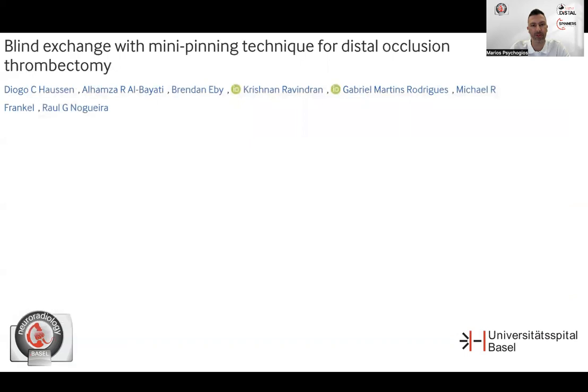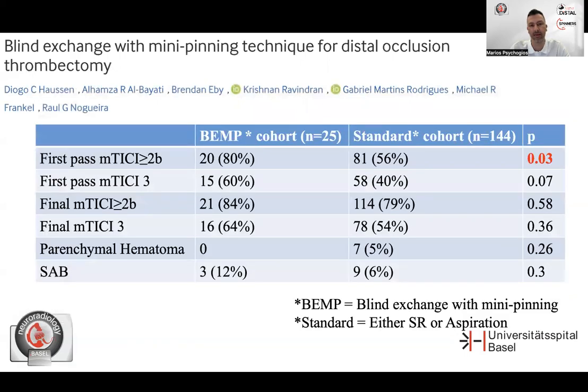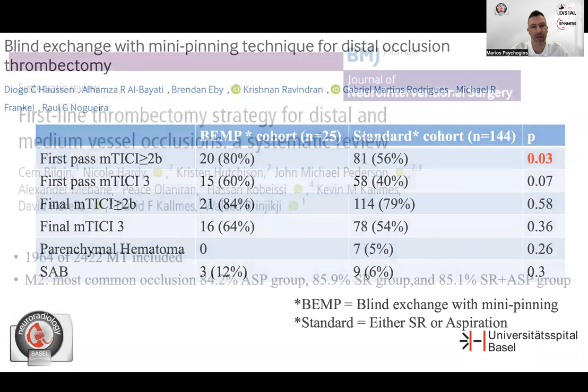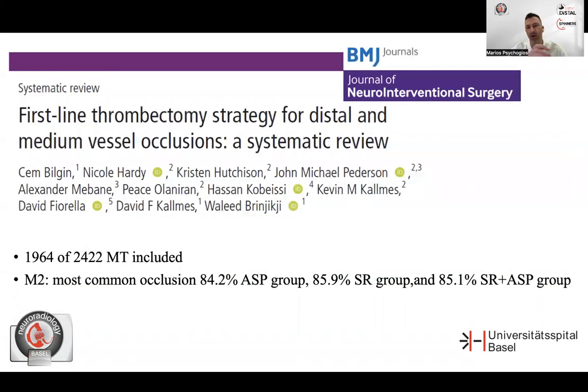And this is another paper showing similar results as compared to aspiration only. So again, here you can see the blind exchange mini pinning technique, and on the other side, the standard cohort, which included also patients with aspiration. And also here you can see there's a difference on first pass TICI 2B or higher, 80% to 56%. But again, those were smaller trials.